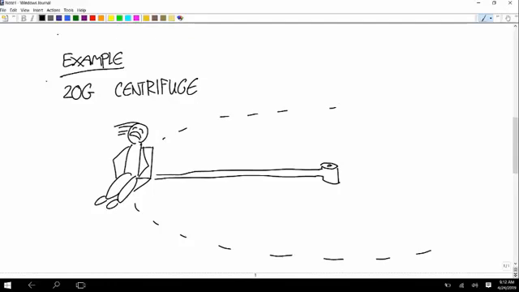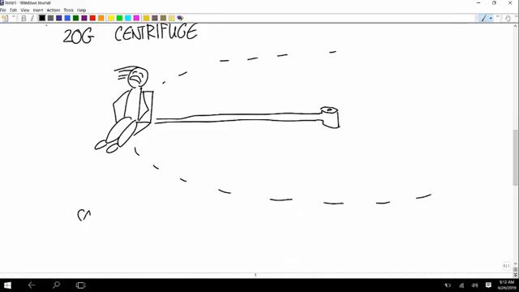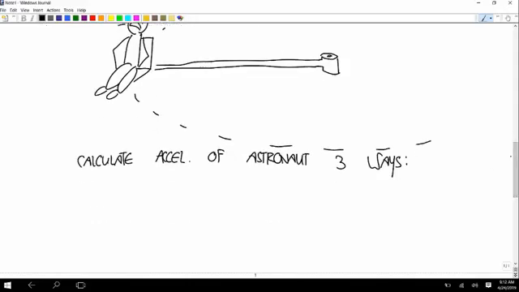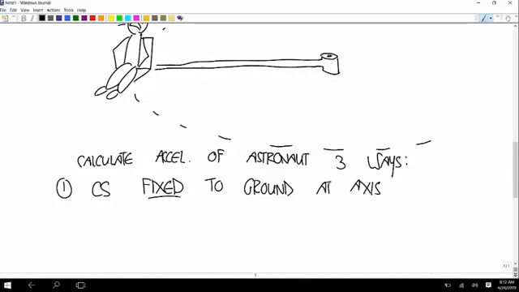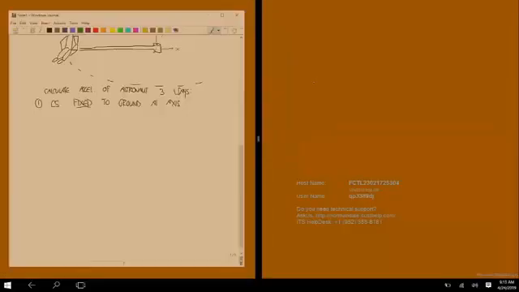And we're going to do this calculation 3 ways. So we're going to calculate the acceleration of the astronaut. First, we're going to use a coordinate system that doesn't rotate and it's fixed at the axis. And the orientation I'm going to use is X horizontal, Y vertical, Z coming out towards us.